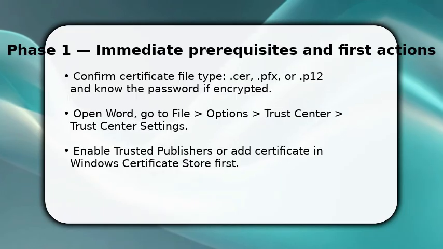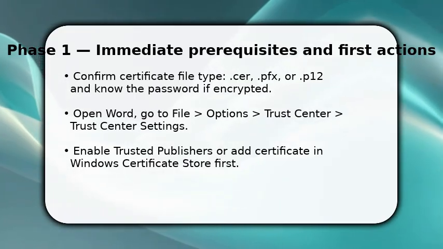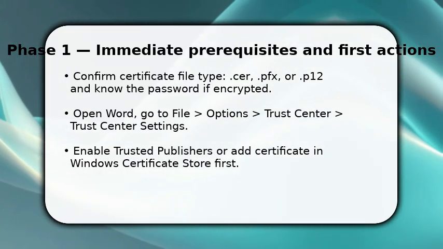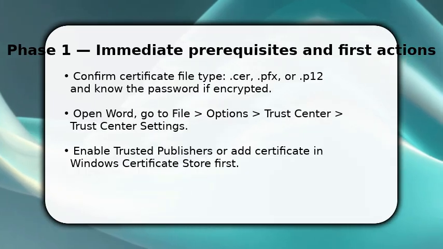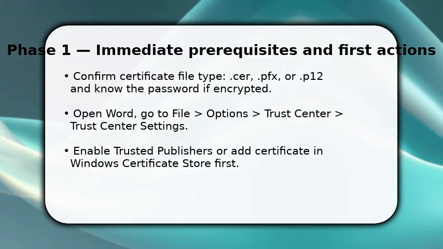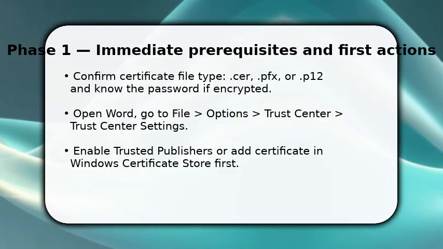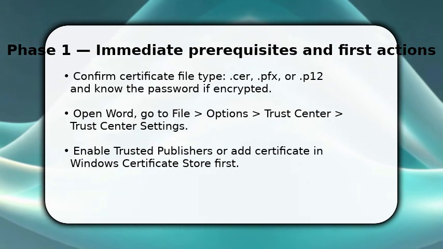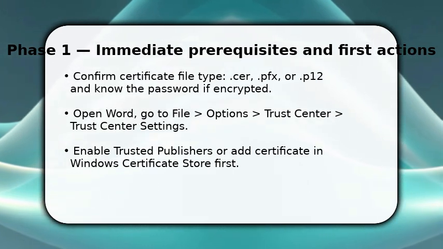Do this now. Once there, select Trusted Publishers and choose to import or add the cert to the Windows Certificate Store via certmgr.msc. You do this because Word checks the OS store. Adding the cert at the OS level ensures Word recognizes it immediately and avoids later signature failures.